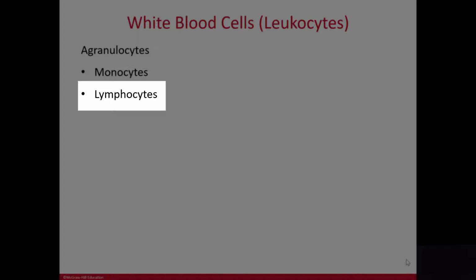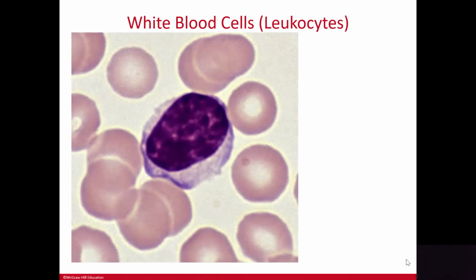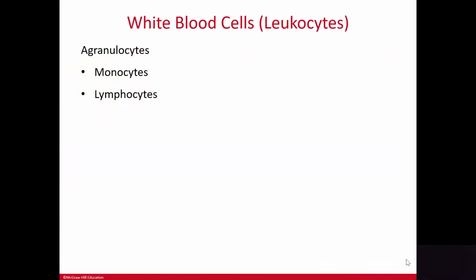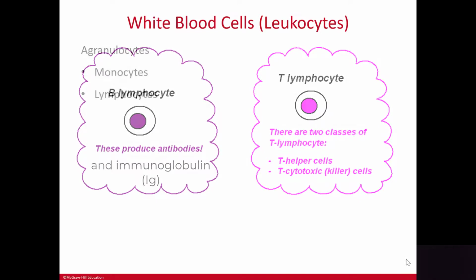Lymphocytes are the last of the white blood cells and make up about 25 to 35% of the total white cell count. They are the smallest of the leukocytes, and these cells are produced in the bone marrow and migrate to the lymph tissue, so there's almost none found in the bloodstream. They are found almost exclusively in the lymphoid tissue of the body, like the lymph nodes, the spleen, and the tonsils. The 2 main types of lymphocytes are B cells, which produce antibodies and immunoglobulins, and T cells, which directly attack infected cells and tumors.